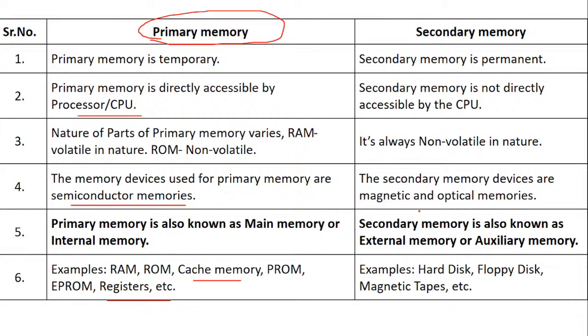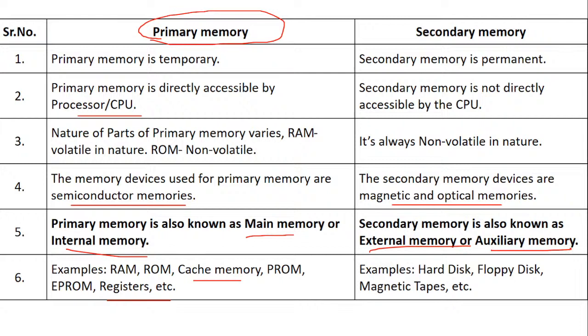So we are going to see the storage capacity topic also today. Primary memory, as I said, I have given you the different names and purposely I have highlighted this point, so you should know this very well. They are called main memory, internal memory, whereas secondary memory is called external memory, or auxiliary memory. Okay, examples are given very well.